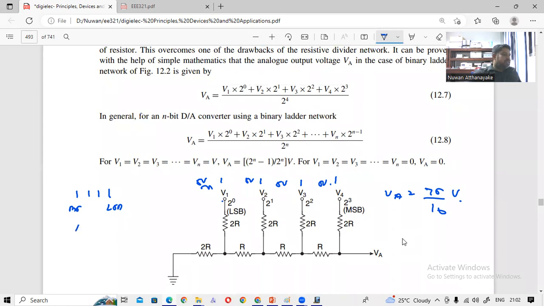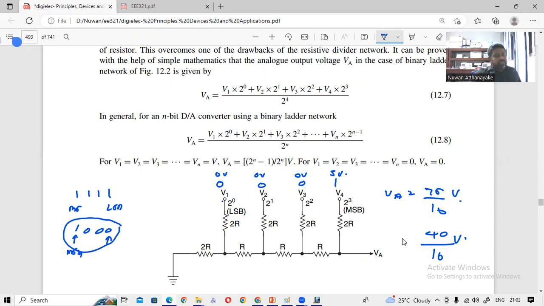And if you are using 1000 like this, this will be MSB and this will be LSB. So this will be 0001, because this is the MSB, you have to write it the other way around. Here you use 0 volt, here 0 volt, here 0 volt, and here you are using 5 volt. So 5 into 8, that means you have 40, divided by 16. So for this bit stream you get the voltage value 40 divided by 16. I think you can do it by yourself.